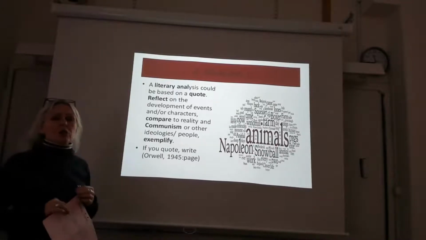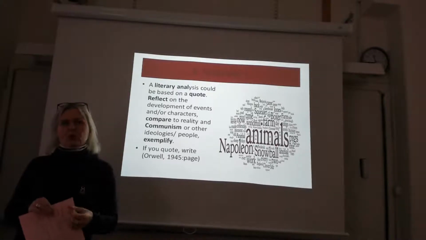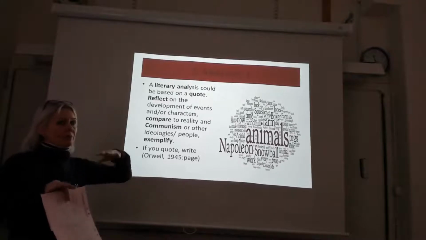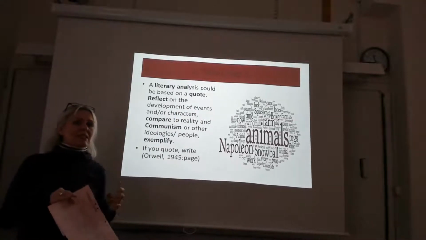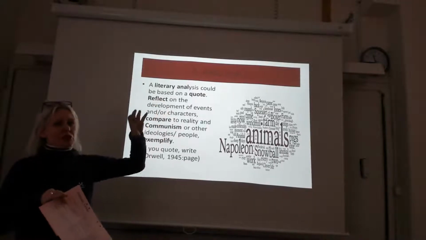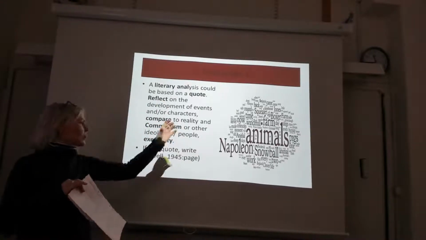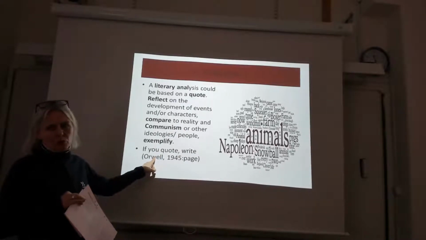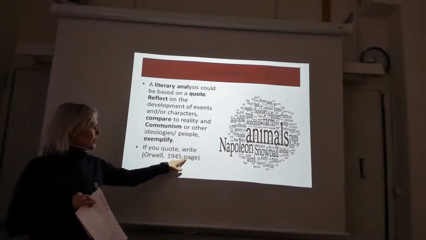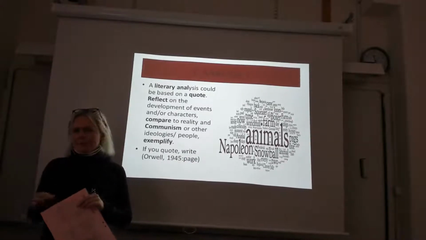You can compare ideologies, give examples from the book, or you can describe different events throughout the book. For instance, Napoleon, at the beginning he was like this, and then this happened, which changed, was a turning point, etc. If you quote, you need to write the surname of the author, Orwell, the year it was published, and the page number. Okay?